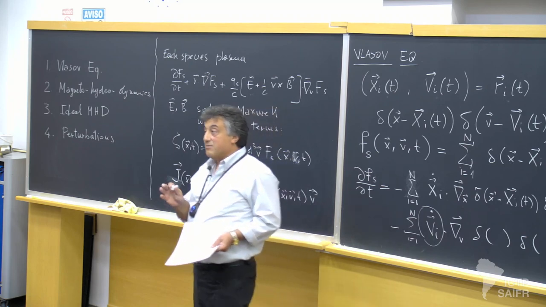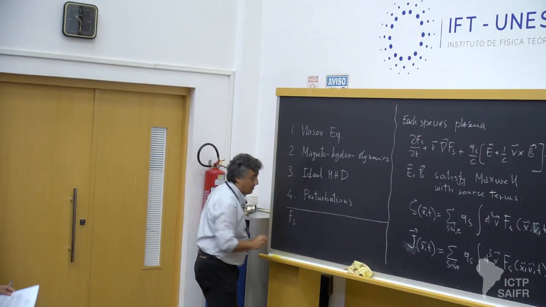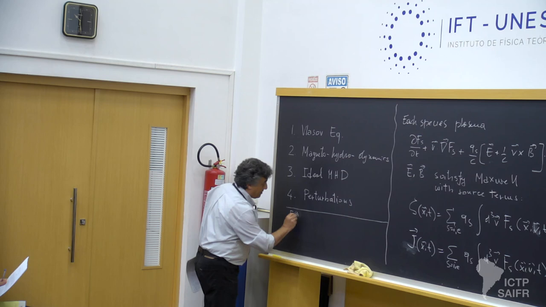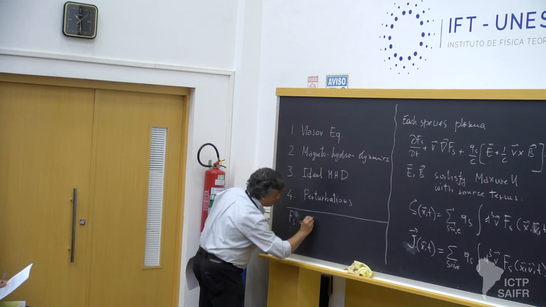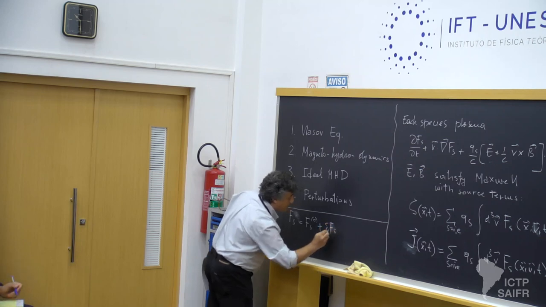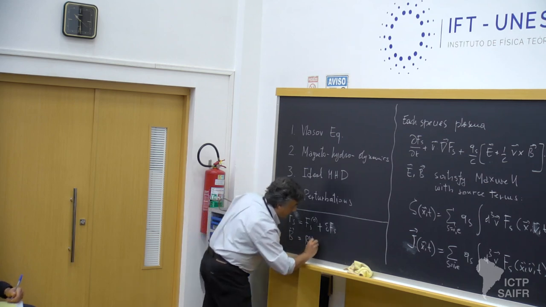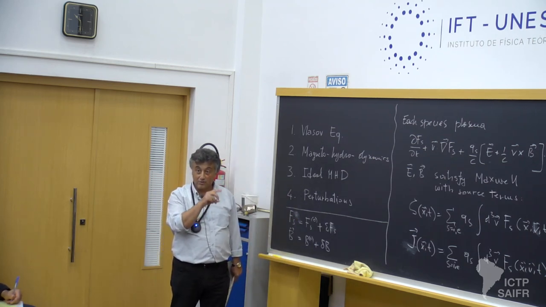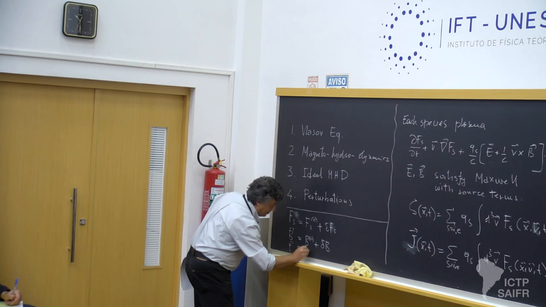Therefore, I can ask myself, what happens if I perturb the system? So I know what this FS at the zero order is. Let me call the zero order with an index zero. So I can write FS as FS zero plus some delta FS. And I can do the same for the magnetic field, which is B zero plus delta B. And I'm saying there are no net electric fields, which doesn't mean that there are no perturbations. So I can have delta E, sorry, delta B and delta E.